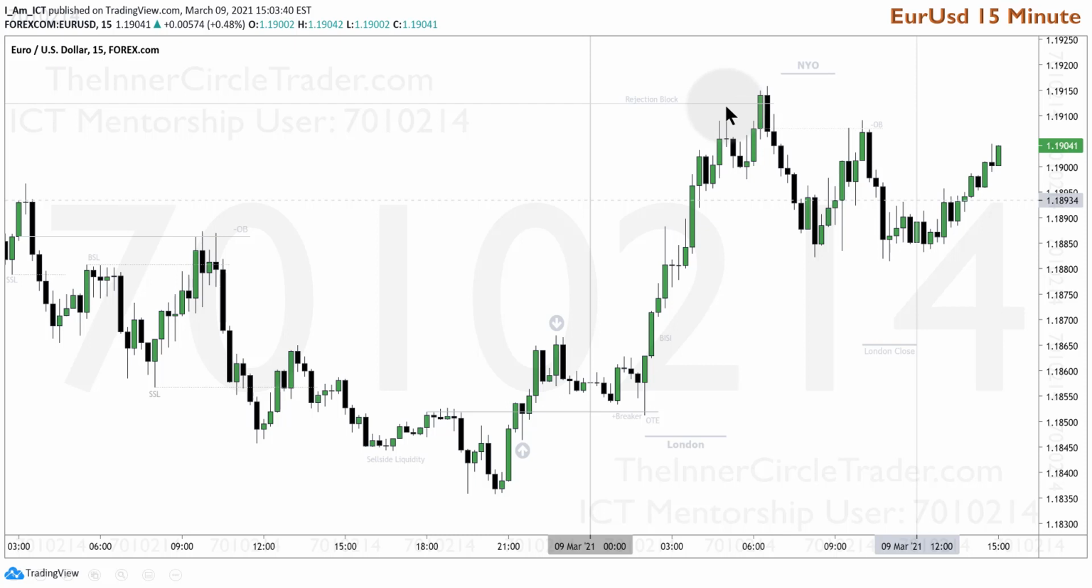Reaches up into a rejection block, and you'll have to go back over here in the left side of your chart to find out what that rejection block is. New York open kill zone just has a retracement back up into a bearish order block, trades down to rejection block, which is the lowest closing price here. Small little fair value gap, but there's a lot of wicks in here.